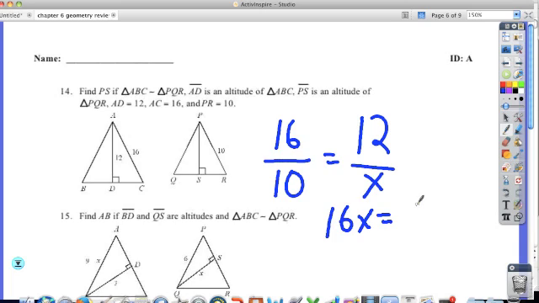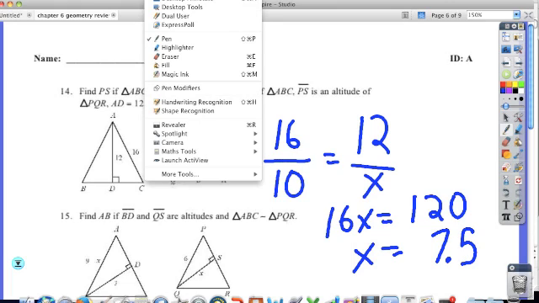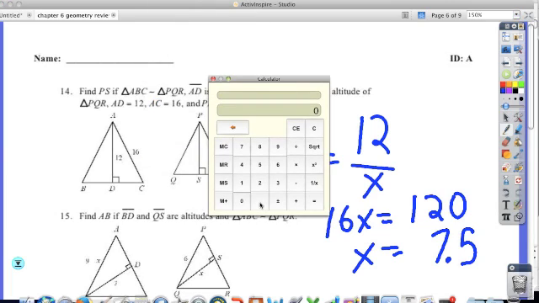16x equals 120. So what is 120 divided by 16? 7.5, and is that what I told you the answer was? Yes. Oh, that's wonderful. I don't know, you want to check it? Poppy Savage, let's check it. First time I pulled out the calculator today. 7.5, Poppy Savage for the win.